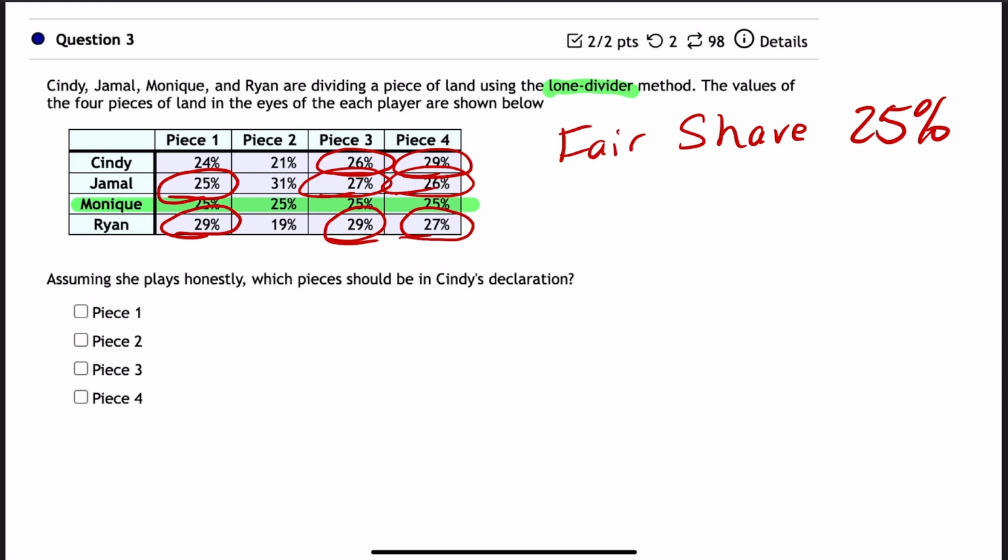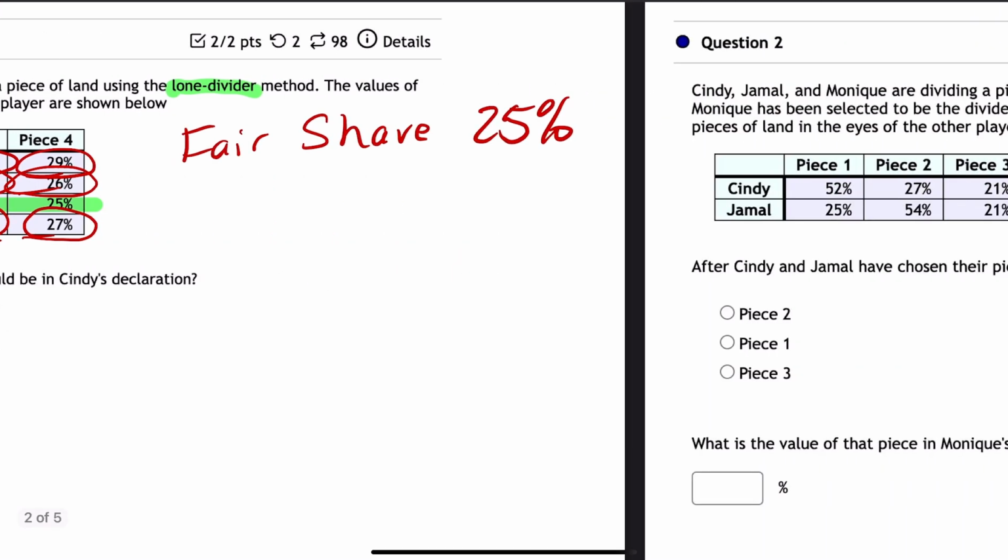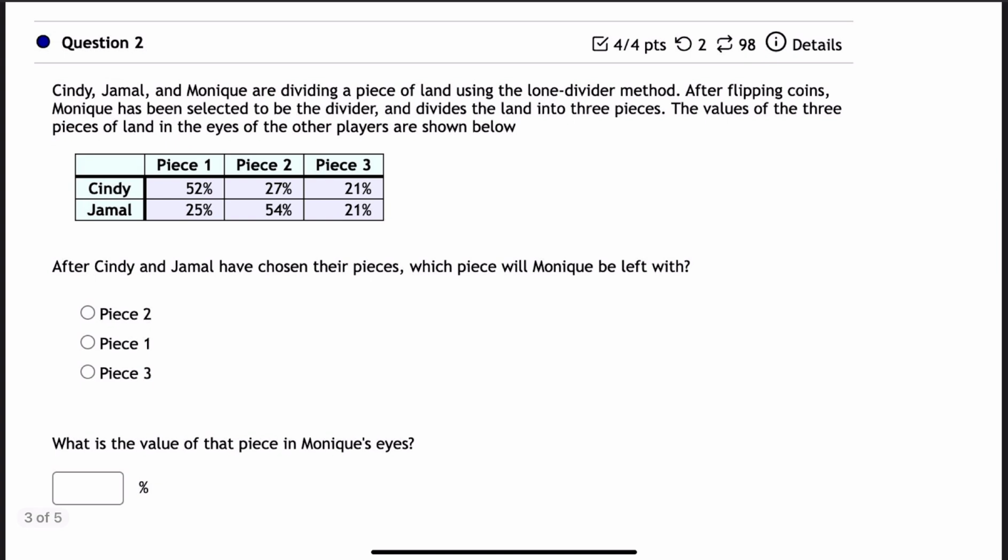But this problem doesn't ask us to actually divvy up the information or the pieces. We want to just figure out, assuming that Cindy declares honestly, based on what they value here in the table, which pieces will they declare as the pieces that they are happy with. And in this case, it would be piece 3 and piece 4 because they value it at or more than fair share. And so now that we've kind of looked at how fair share looks like on a table, we can actually start divvying things up in problem number 2.